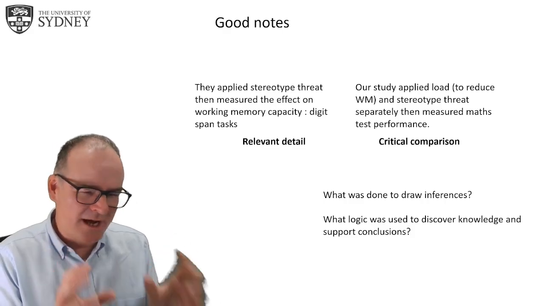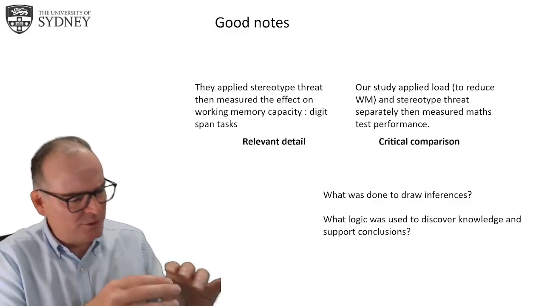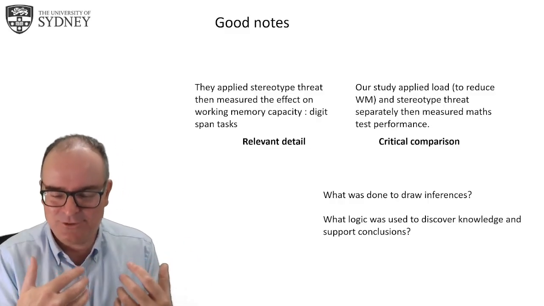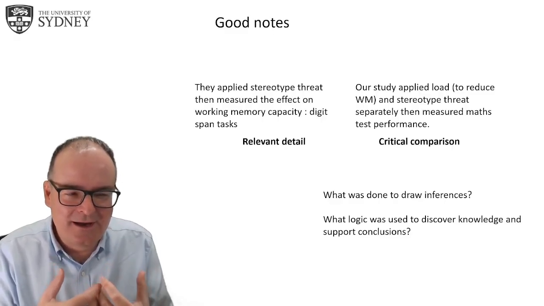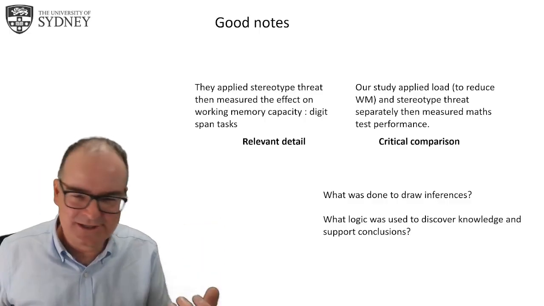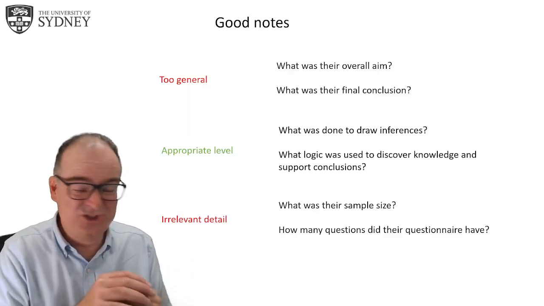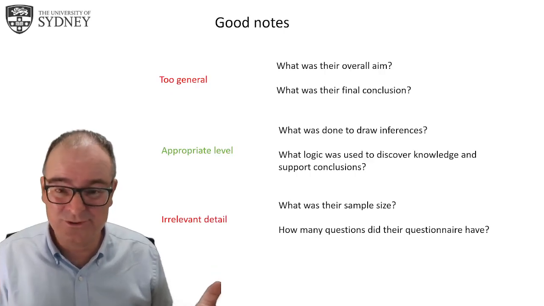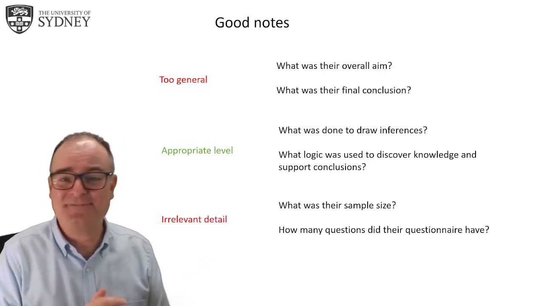The notes which ask what was done to draw inferences and what logic was used to discover knowledge and support conclusions. That means almost the same thing. How did the study work? And how does that compare to our study? What's the logic they used? What's the logic we used? Don't be too general, and AI will probably want to do this for you, so don't use AI for note-taking. What was their overall aim? What was their final conclusion?